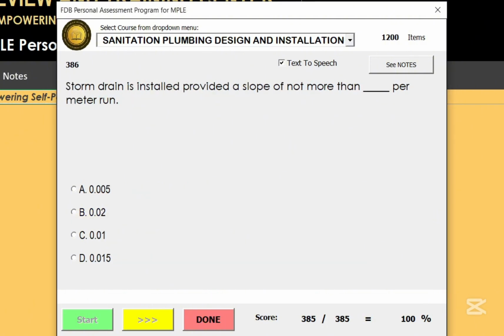Storm drain is installed provided a slope of not more than blank per meter run. A. 0.005, B. 0.02, C. 0.01, D. 0.015. Please pick your choice. Option B is your choice, and it's the correct answer. Well done.